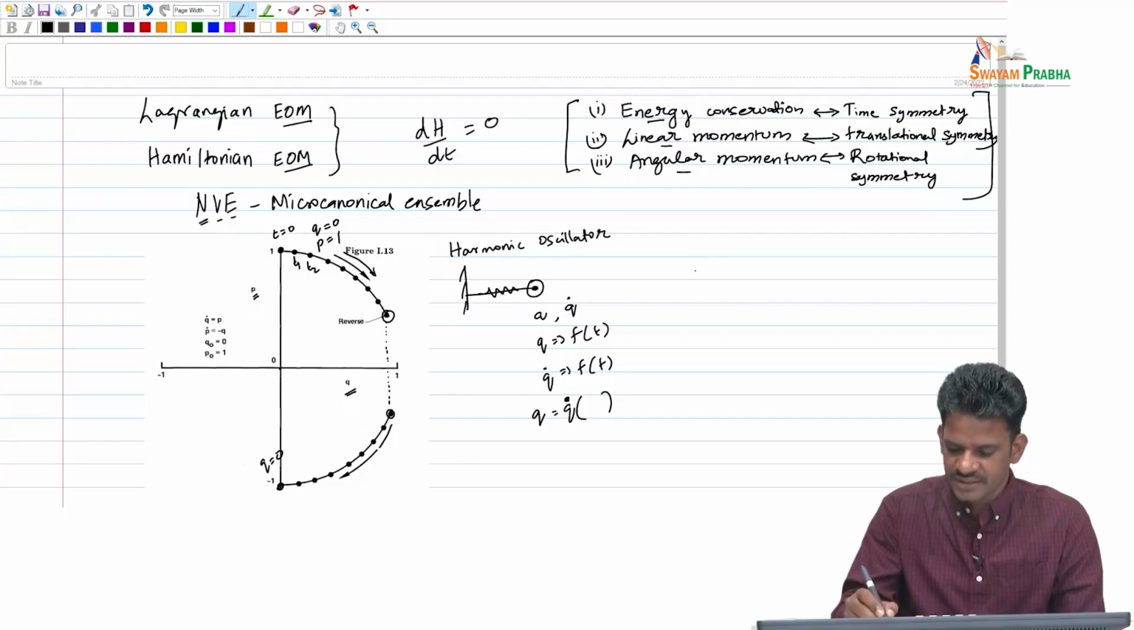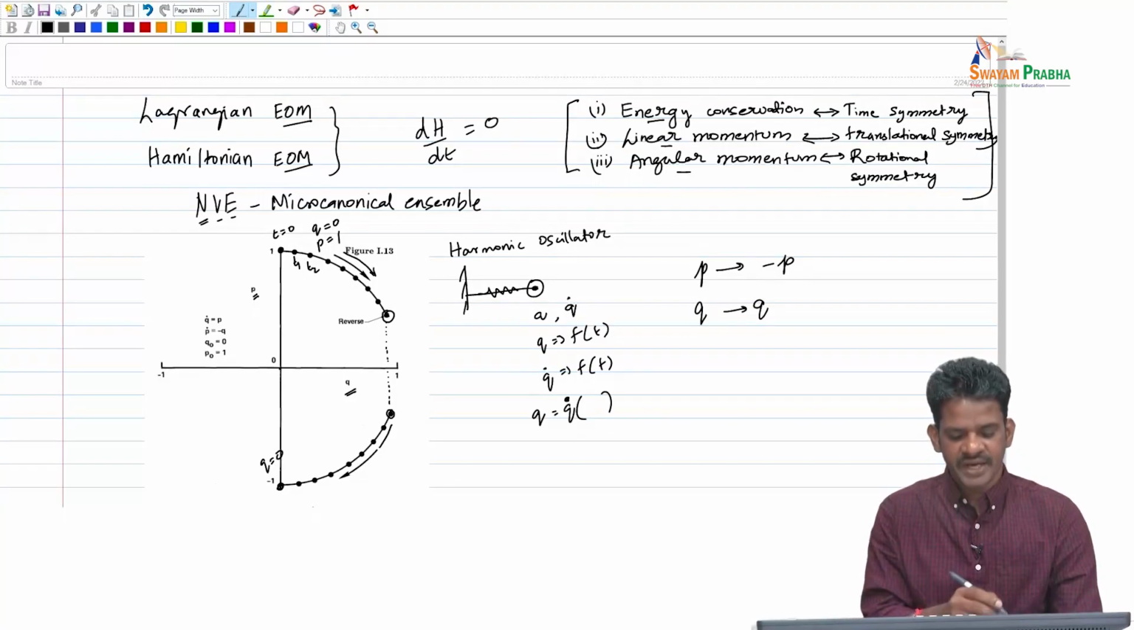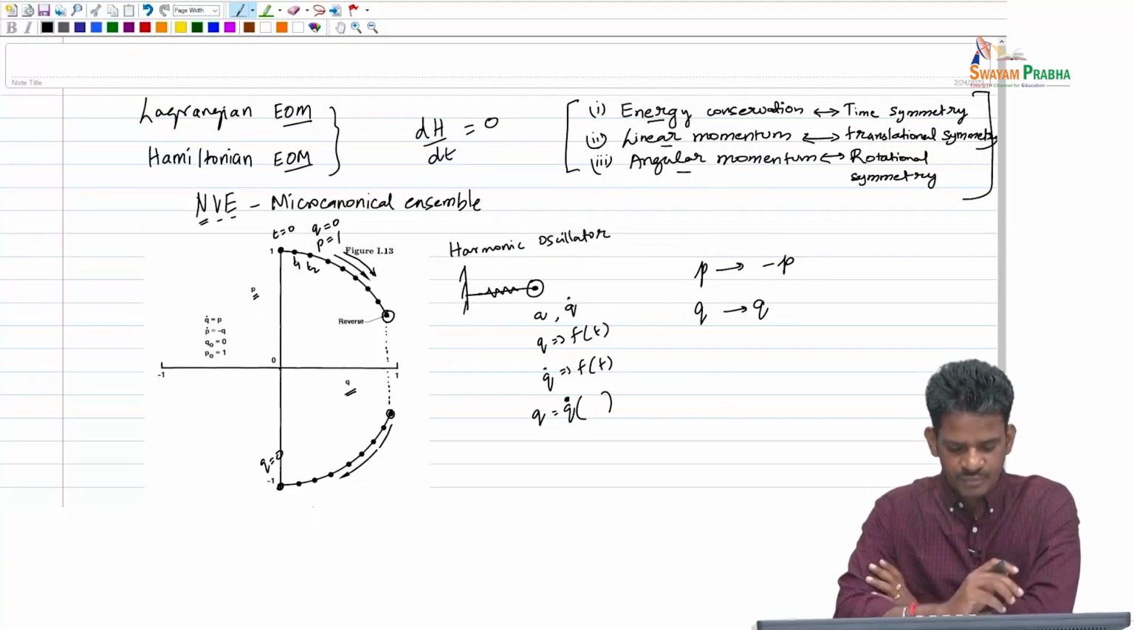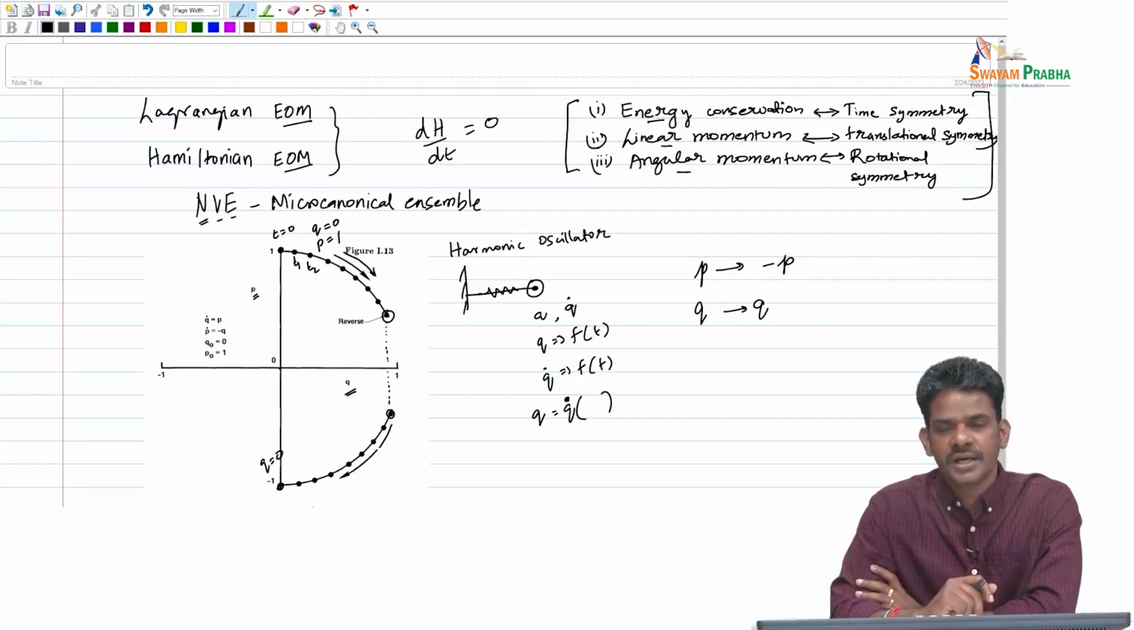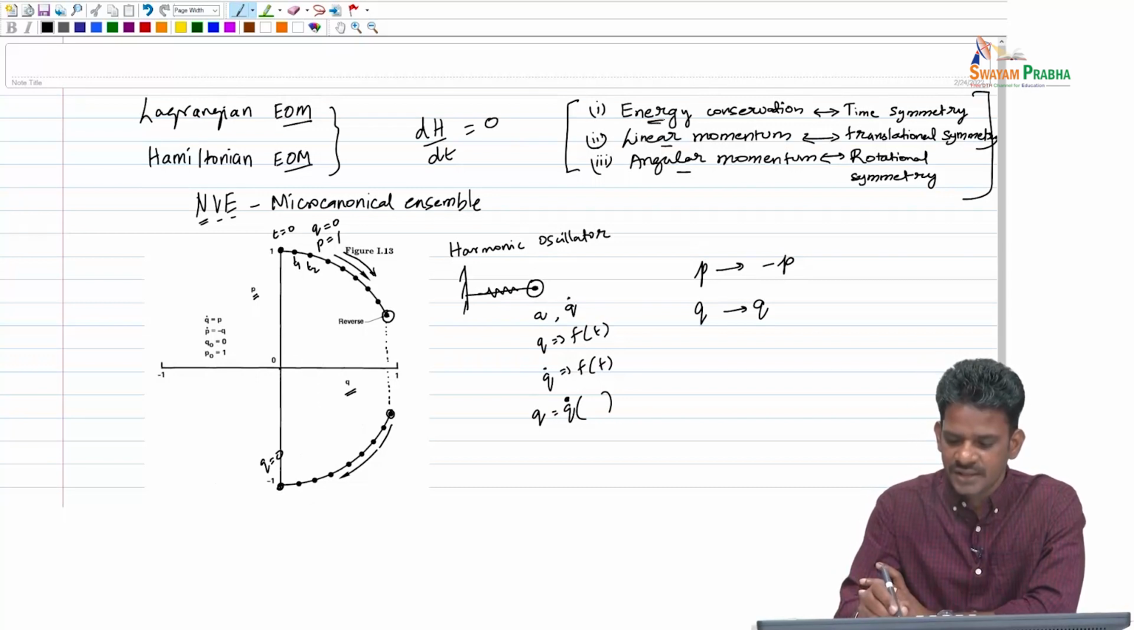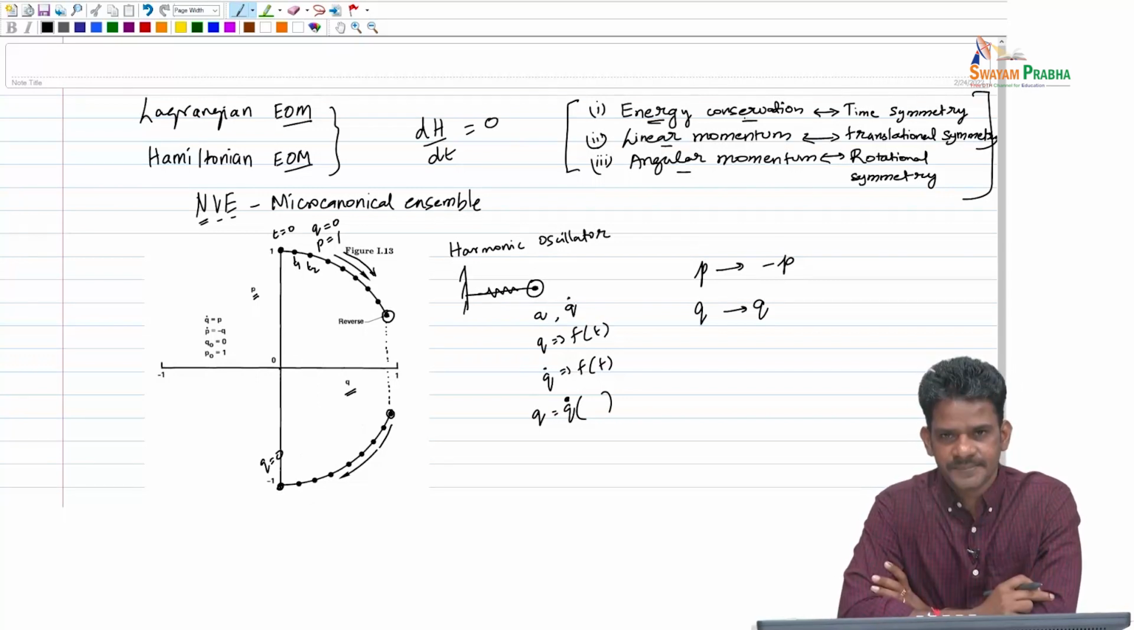What this basically means is that if I set the momentum as minus p, the coordinates should not change; the coordinates should trace back their original values. This is one of the important properties that can be shown that the classical equations of motion follow. As a consequence of this time symmetry, the energy is conserved. In other words, the total energy remains constant during the system's evolution.